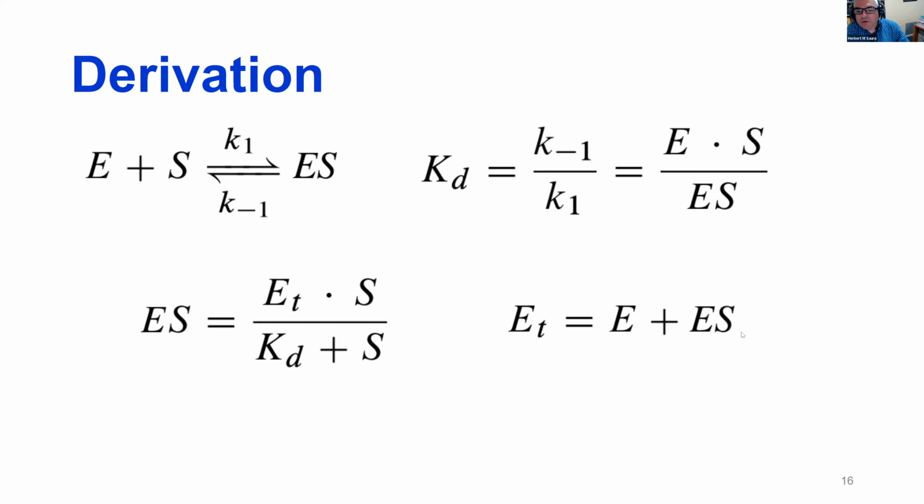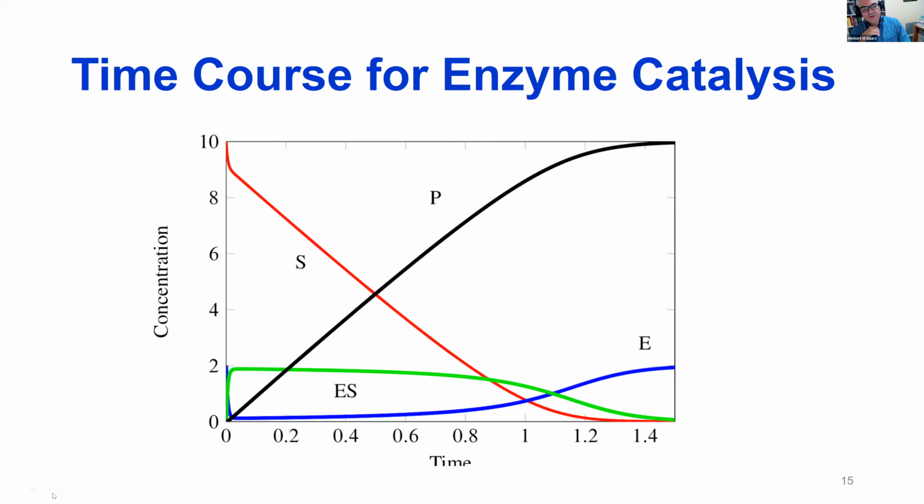So I know that there's a total amount of enzyme, ET. I can combine both these equations, the KD equation and the ET equation, to solve for ES. And if I do that, I get this equation here. So ES equals ET times S divided by KD plus S. What this has given me is the concentration of ES during this phase, from about 0.05 up to 0.08-ish. That's what it's given me.